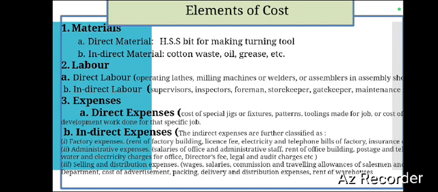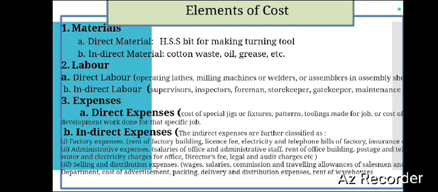Then we are moving to administrative expenses. What are administrative expenses? Administrative expenses include the expenses which are incurred for general administration and management for the efficient and proper functioning of the enterprise. Examples: salary of officers and administrative staff, rent for office building, postage and telephone charges, water and electricity charges for the office. These all come under administrative expenses.